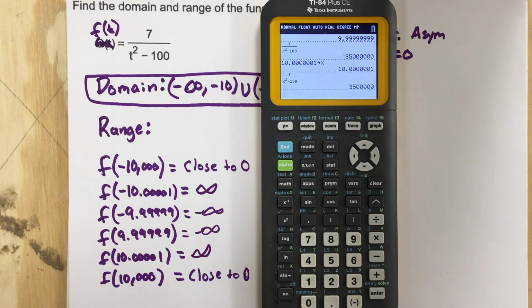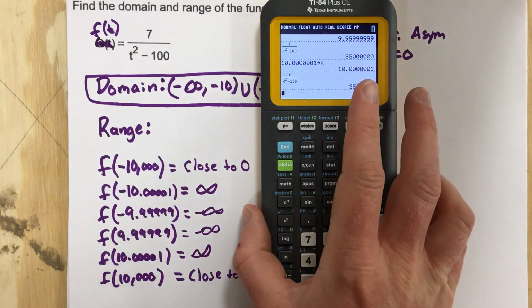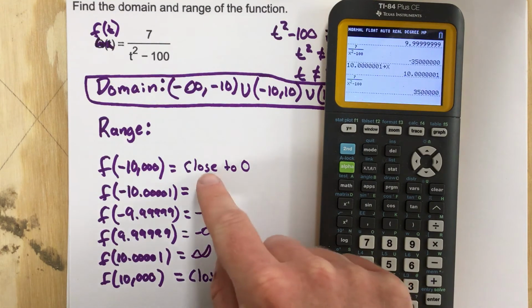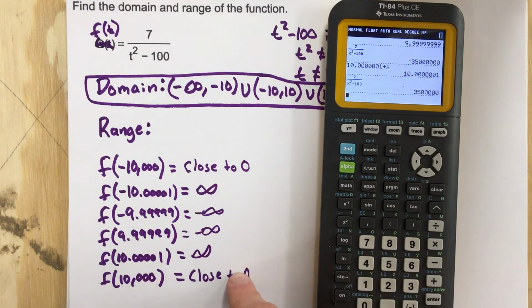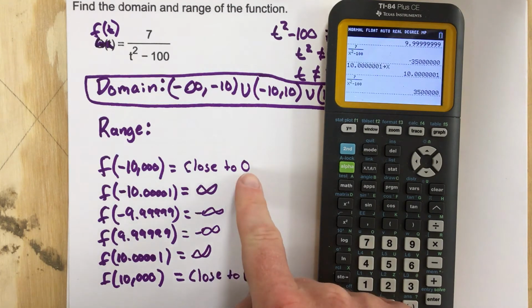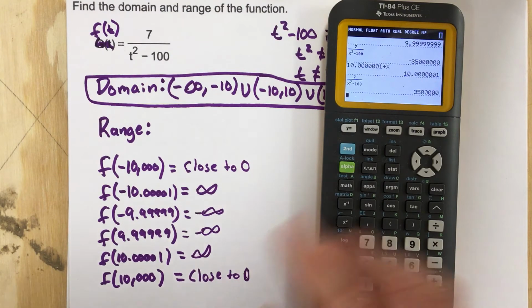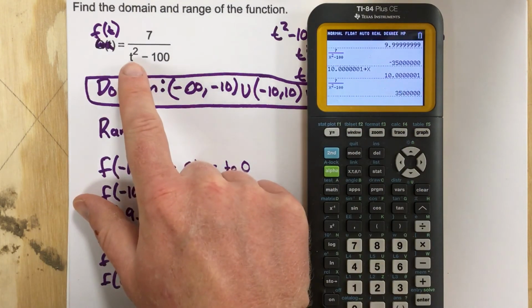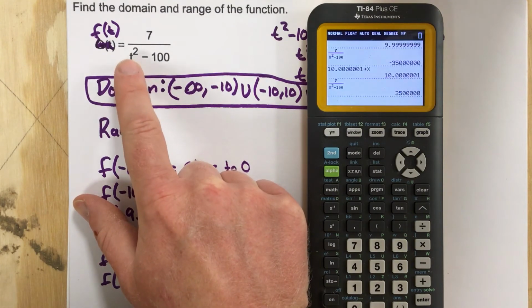Now, I need to double check here. We've got infinities, we've got negative infinities, we've got close to 0. But we never got close to 0 from the left side. Like, we got close to 0 from the right side for both these, but we never got anything close to 0 from the left side. So how can we do that? Let's look at this function here and let's see, how can we make this close to 0 negatively, essentially?